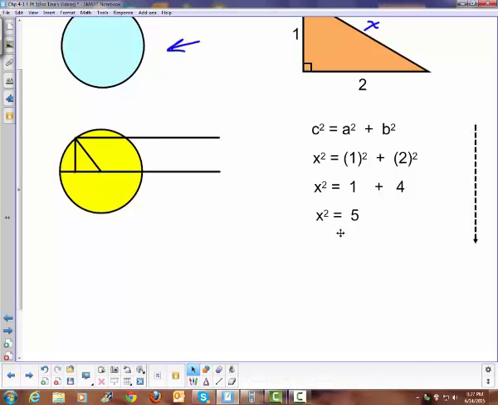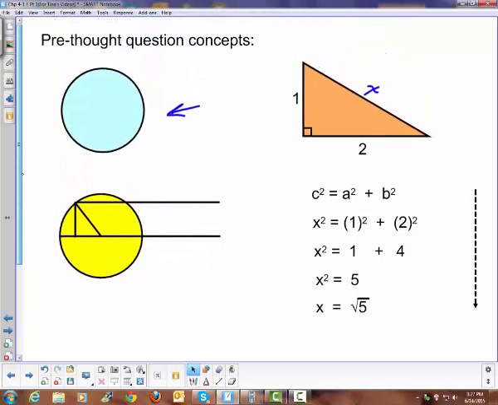But of course, what I'm looking for is the value of x, which, by finding the square root of each side of this equation, we find is radical 5. So this particular side up here, or the hypotenuse, has a value of radical 5. We will come back and visit this concept in a little while as well.